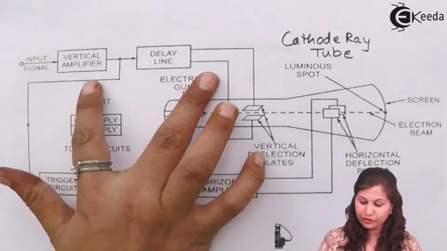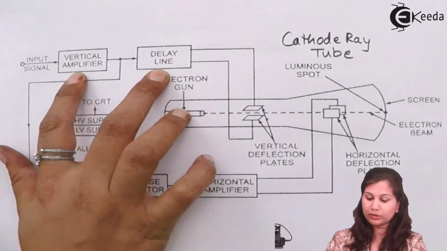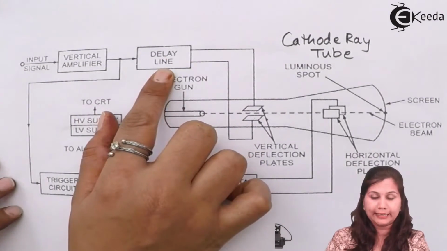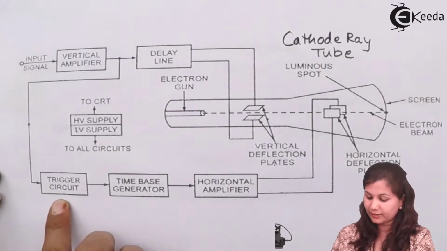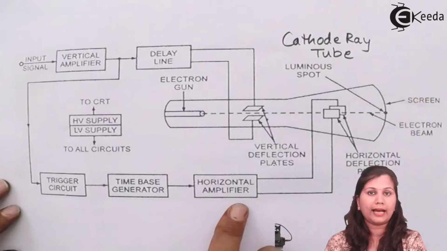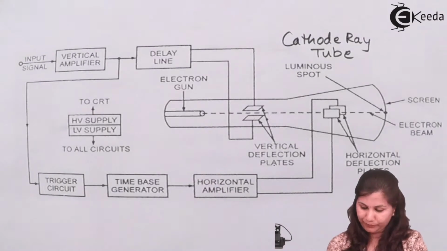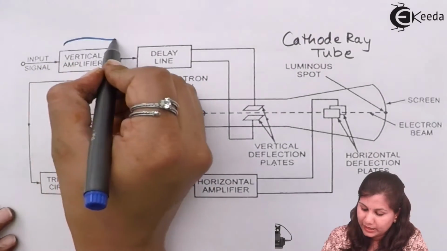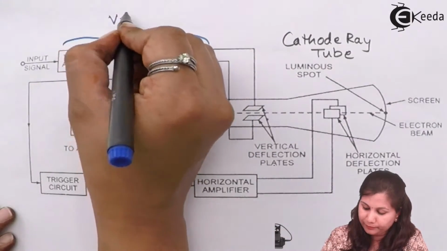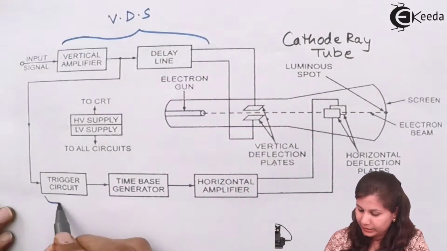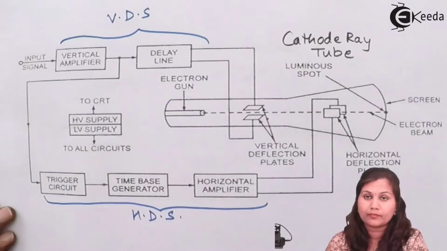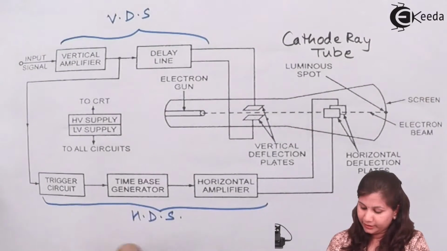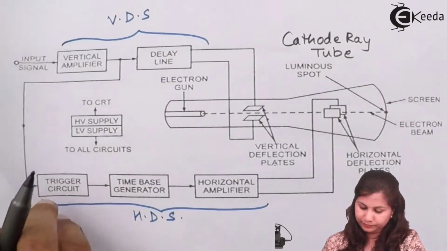The vertical deflection system consists of two parts, vertical amplifier and delay line, and the horizontal deflection system consists of the triggering circuit, time-based generator and horizontal amplifier. So we can say that this is our vertical deflection system and this is our horizontal deflection system. Okay, so let's study these two systems here.